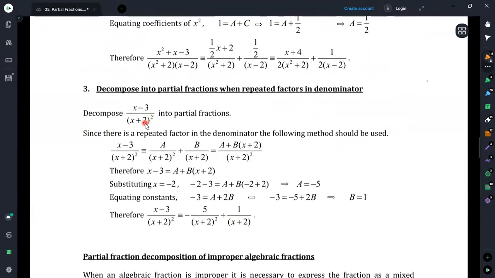It is because if we are expanding this, what we are getting is x minus 3 over x plus 2 into x plus 2. Now you can see that the same factor has repeated 2 times, but if we are having any higher order, then it will be repeated that number of times. Therefore, we have to find a way of decomposing into partial fractions if we are having a repeated factor in the denominator.